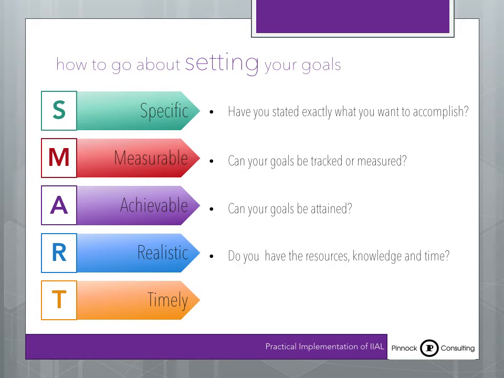And then the last element is timely. And here you need to decide on a time limit on achieving your goal. Because when you put a time or a limit on when you would like to achieve your goal by, then you start to establish a sense of urgency and motivation to achieve your goal.